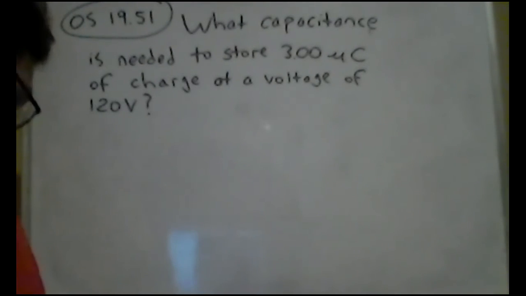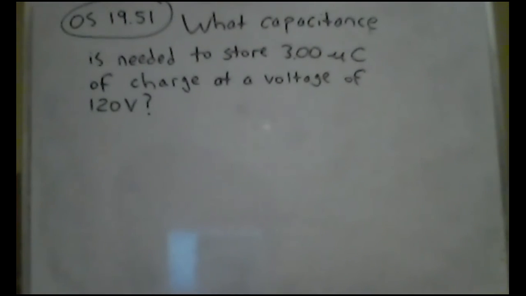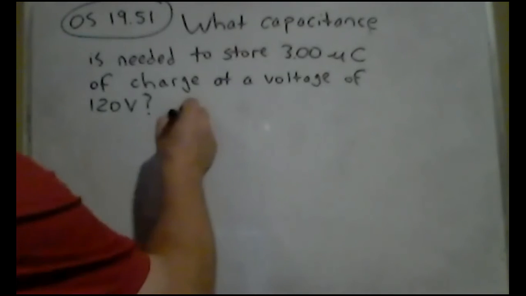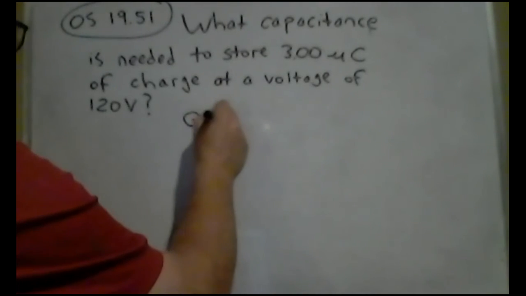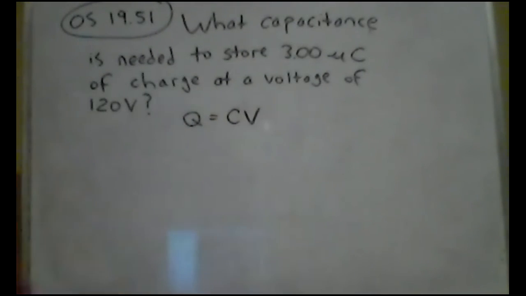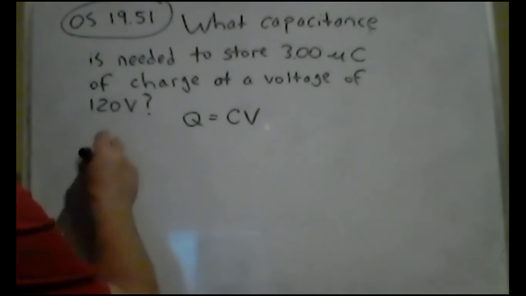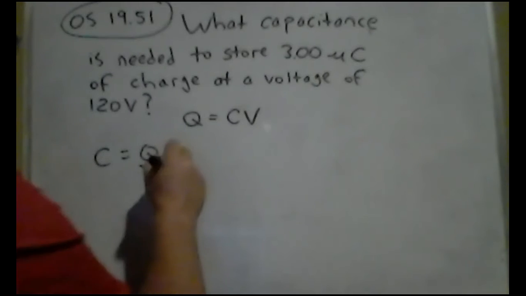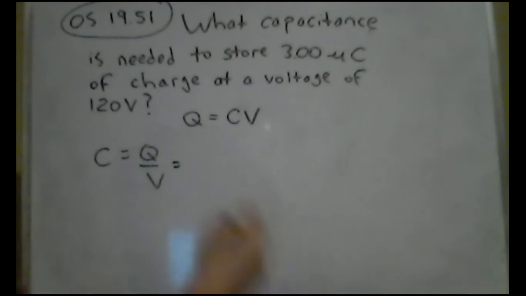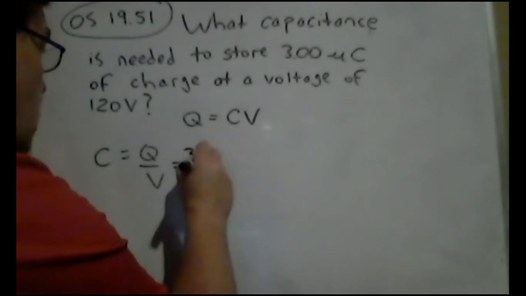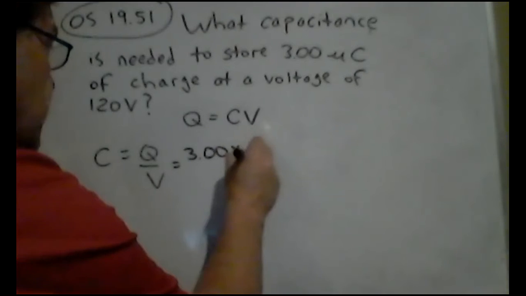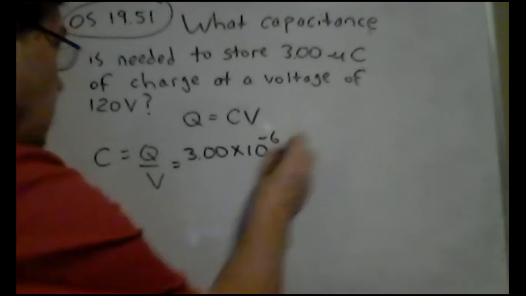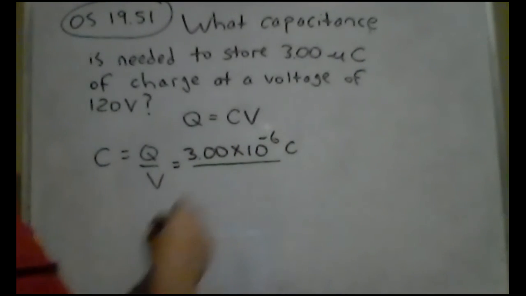Okay, again, go back to that original formula, the relationship between charge, capacitance, and voltage, Q equals CV. And again, I want to find the capacitance now, so I need to solve for the capacitance. C is Q over V. So quite simply, the Q is going to be 3 microcoulombs of charge, 3.00 times 10 to the negative 6 coulombs, divided by 120 volts.